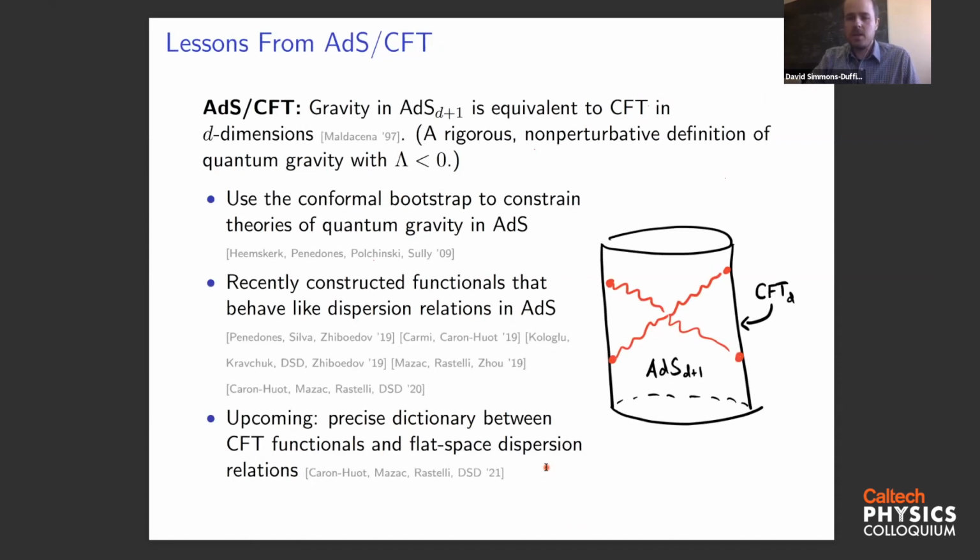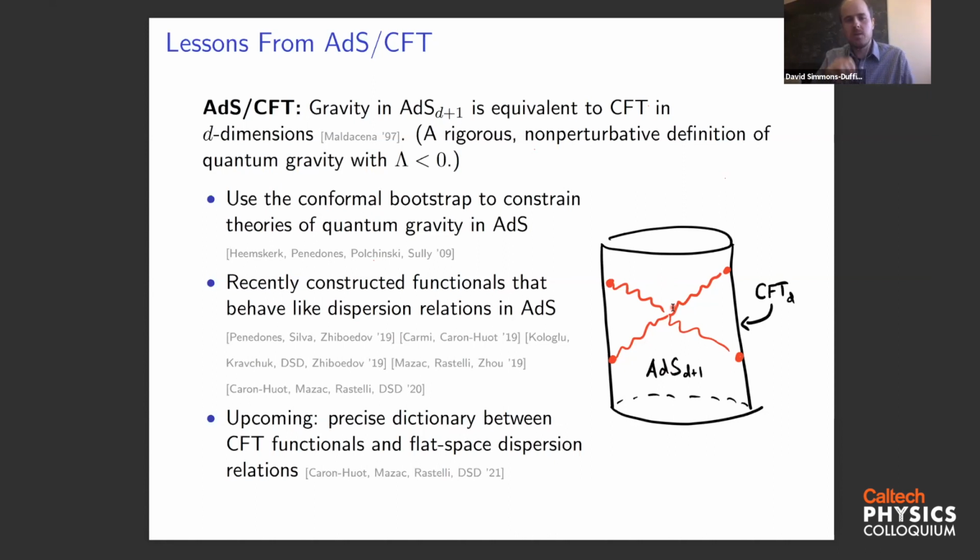So AdS/CFT, you've probably heard of it. It's a rigorous, non-perturbative definition of quantum gravity in the case of a negative cosmological constant. The statement of AdS/CFT is that quantum gravity in AdS d+1, the simplest negatively curved space, is equivalent to a conformal field theory in d dimensions. And the picture you can have of AdS/CFT is this soup can picture. We have a conformal field theory that lives on the outside of the soup can, and the theory of quantum gravity is the soup on the inside.